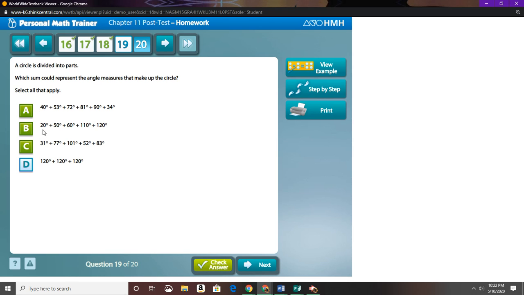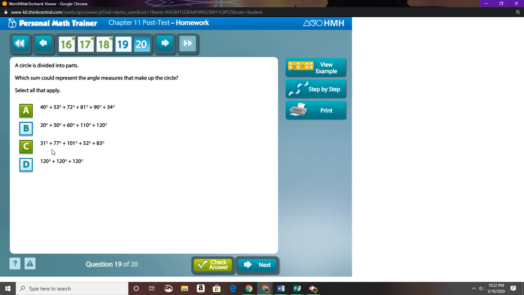Okay. How about down here? Oh, this looks much easier. 20 plus 50 is 70. 70 and 60 is 130. 130 and 110 is 240, and 240 plus 120 is 360, so that one works.